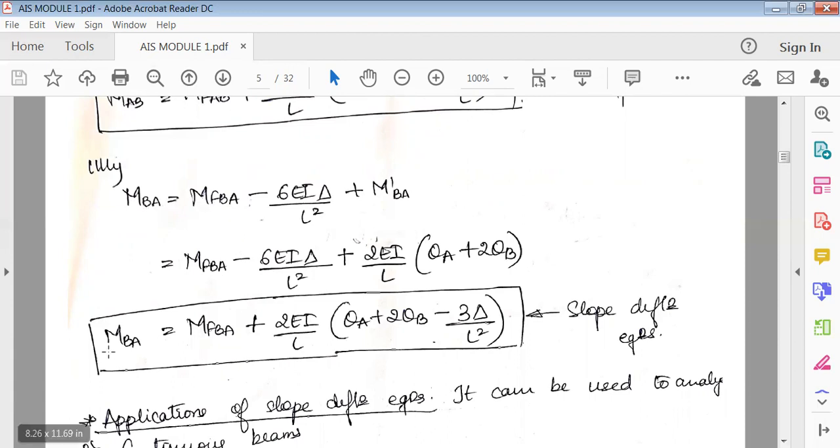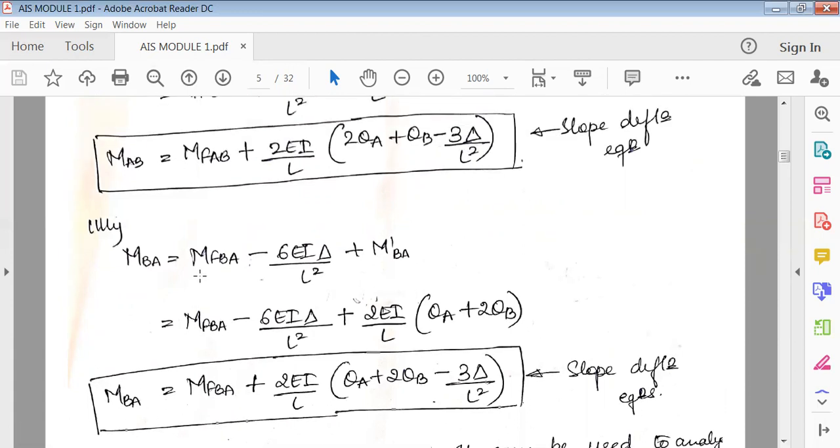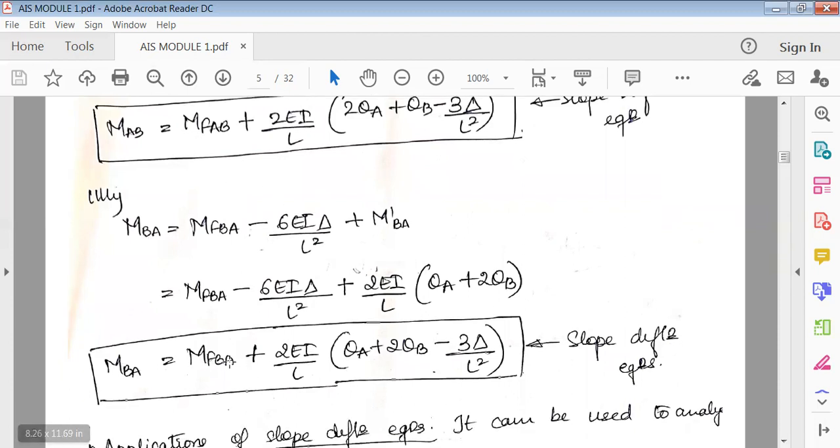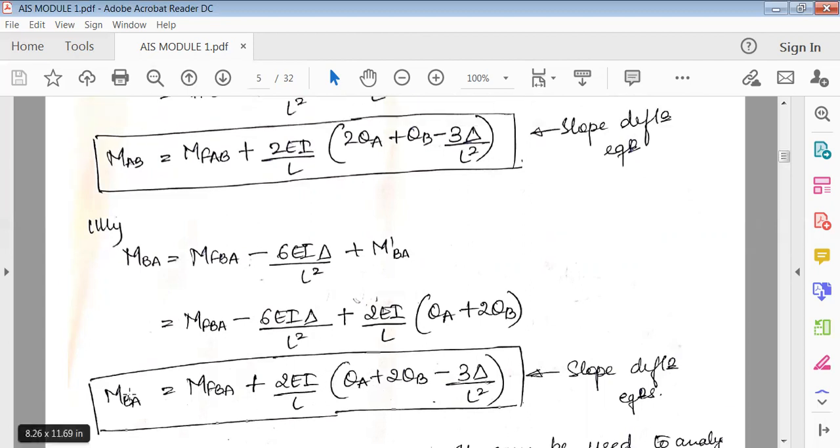Again it is the same thing. MBA is equal to first MFBA. So here it was MFAB, and here it is MFBA, because we are talking about B to A. Plus 2EI by L, the same. Because the start point here is B, whichever is the start point, at that point you have to multiply by 2. The sequence stays the same, theta A, theta B, 3 delta by L squared, but whichever is the first term, that term gets the 2. So you multiply 2 times theta B minus 3 delta by L squared.